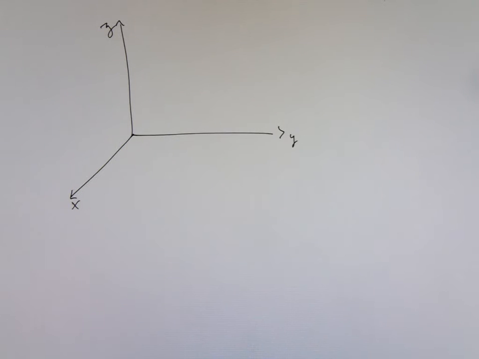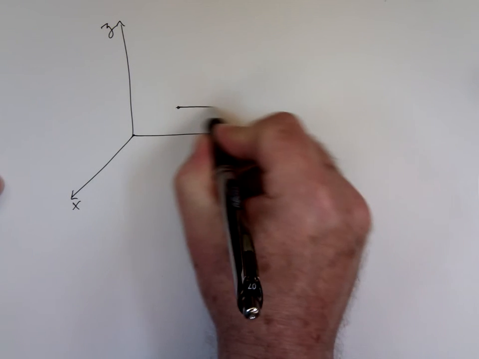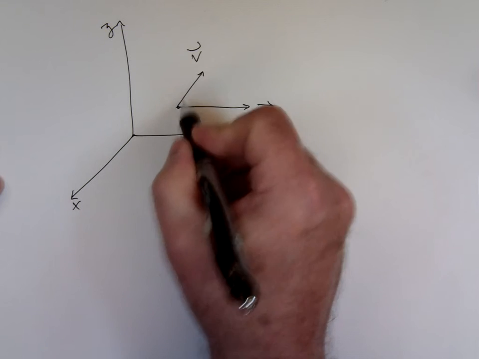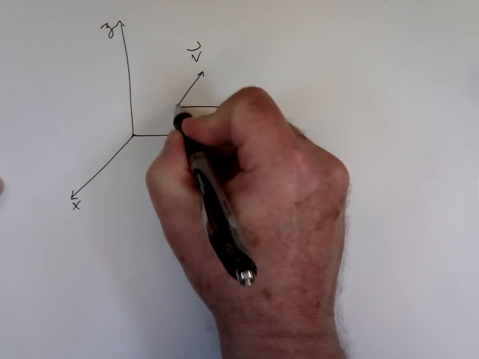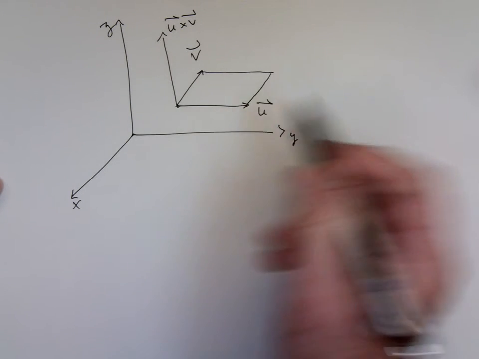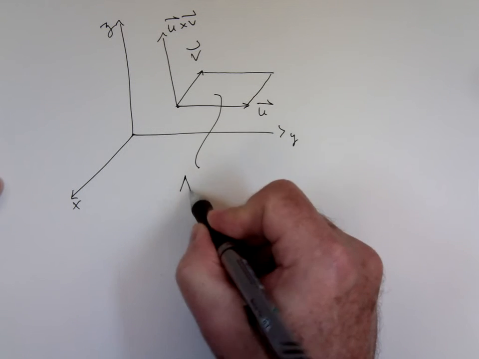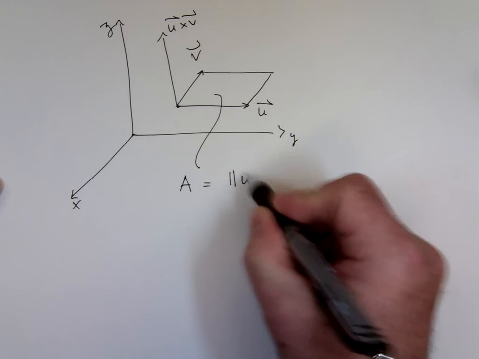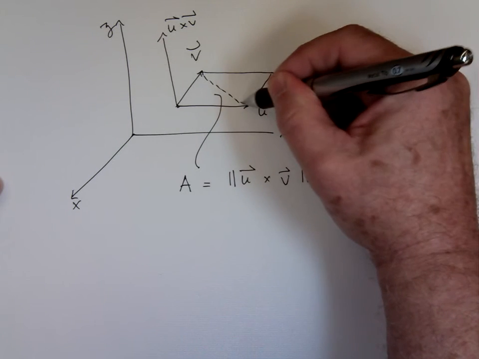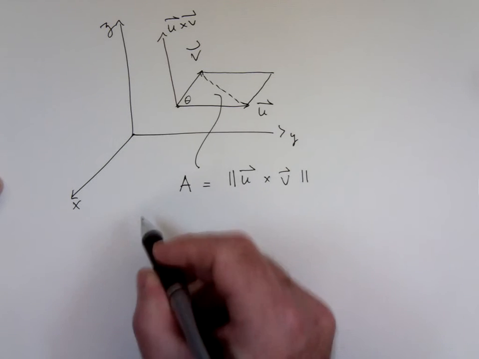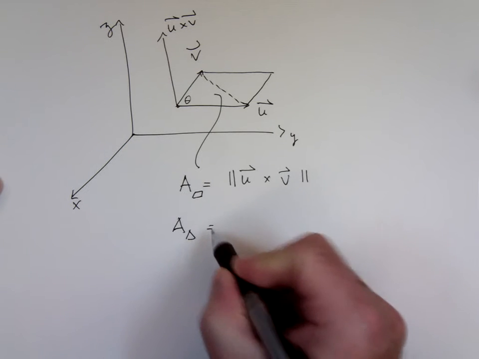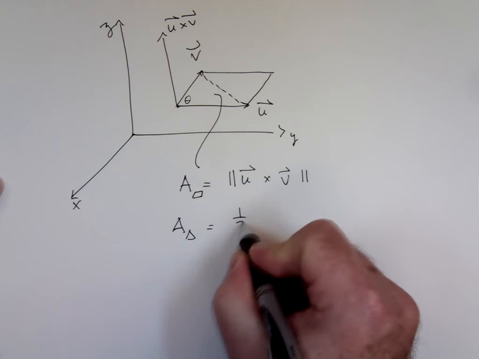One other thing I do want to point out: if we have U and V, like I said, the cross is yet another vector orthogonal to these two. This would be their cross. But I do want to mention the fact that the area of the parallelogram is equal to the magnitude of that cross. And that means that if you have this triangle, this is the area of the parallelogram, the area of the triangle determined by those two is half the magnitude of the cross.